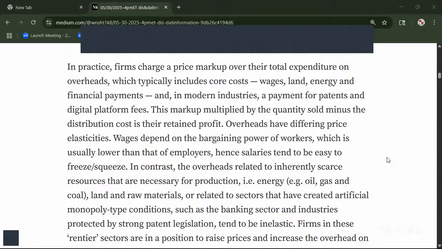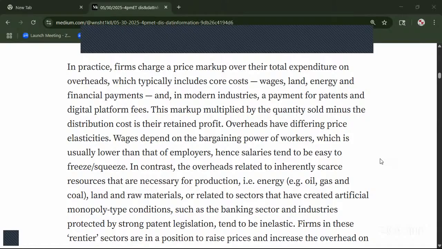Overheads have differing price elasticities. Wages depend on the bargaining power of workers, which is usually lower than that of employers, and salaries tend to be easy to freeze or squeeze. In contrast, the overheads related to inherently scarce resources that are necessary for production, i.e., energy, oil, gas, and coal, land and raw materials, are related to sectors that have created artificial monopoly type conditions, such as the banking sector, and industries protected by strong patent legislation tend to be inelastic.